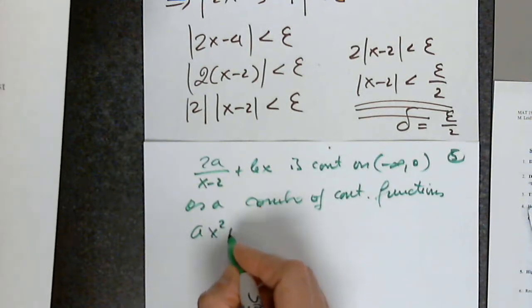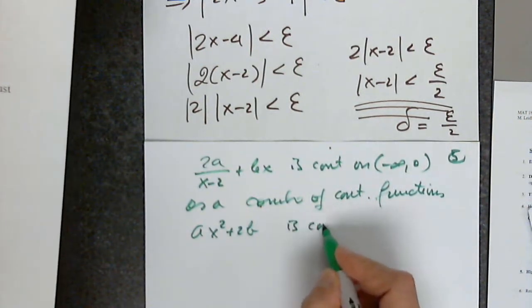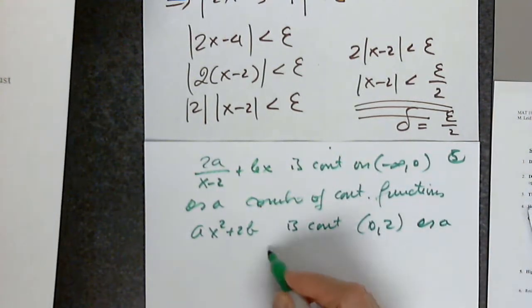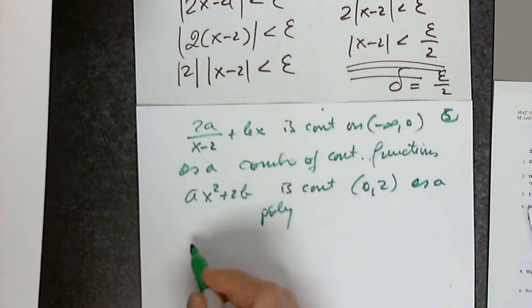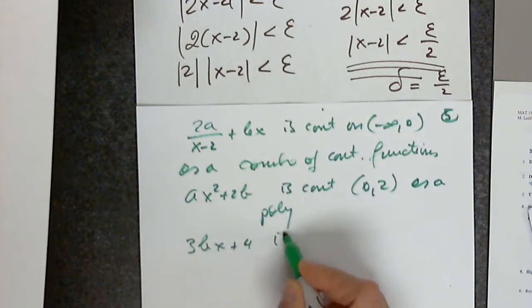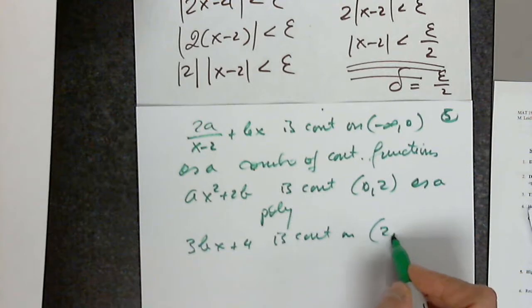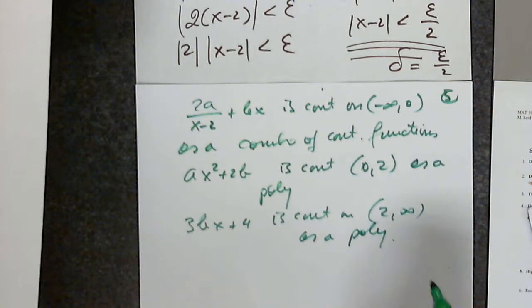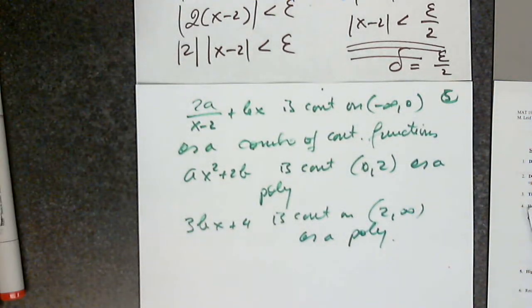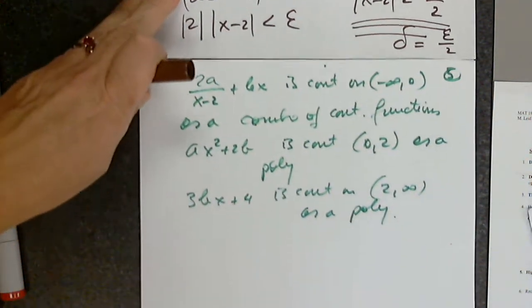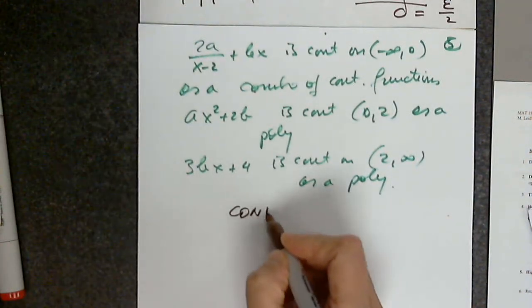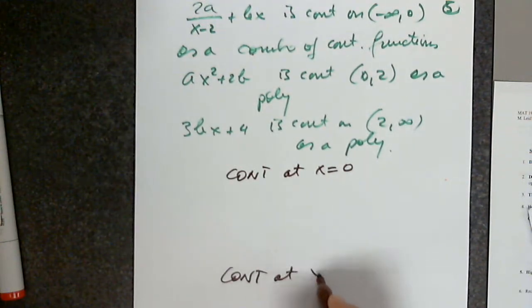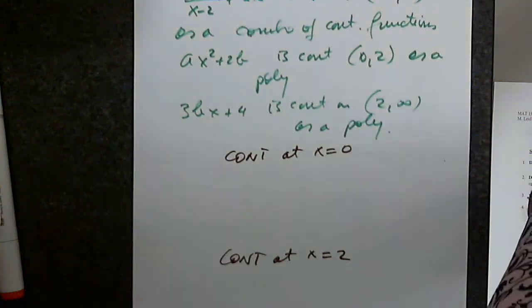I have to write that ax squared plus 2b is continuous on the interval 0, 2 as a polynomial function. And the same thing with 3bx plus 4 is continuous on 2, infinity as a polynomial function. But now I have to study continuity at 0 and continuity at 2. At x equals 0, and later on continuity at x equals 2. So let's take a look.